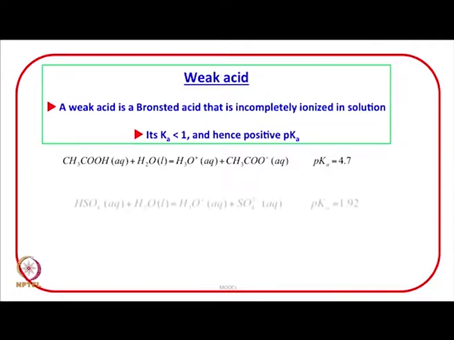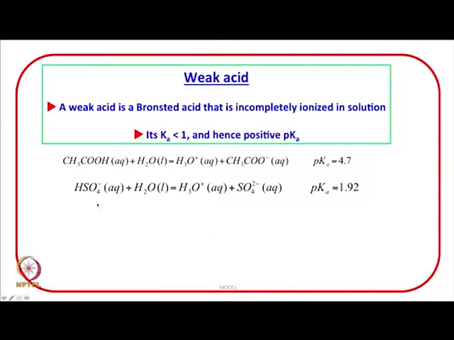Now let us take another example. HSO4 minus donates a proton to water and forms H3O plus and sulfate ion, and the pKa value is 1.92. If you compare these two pKa values, the pKa value of acetic acid is higher than the pKa value of HSO4 minus. If pKa is high, Ka value is low, and if pKa value is low, Ka value is high.